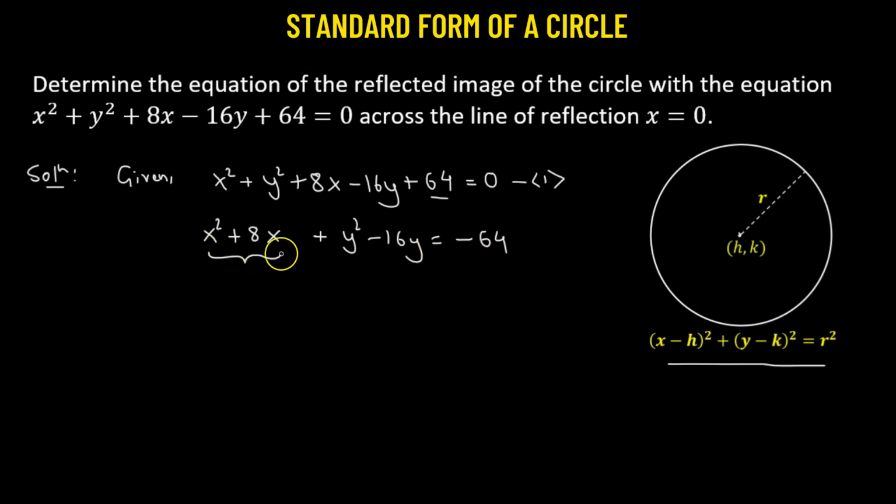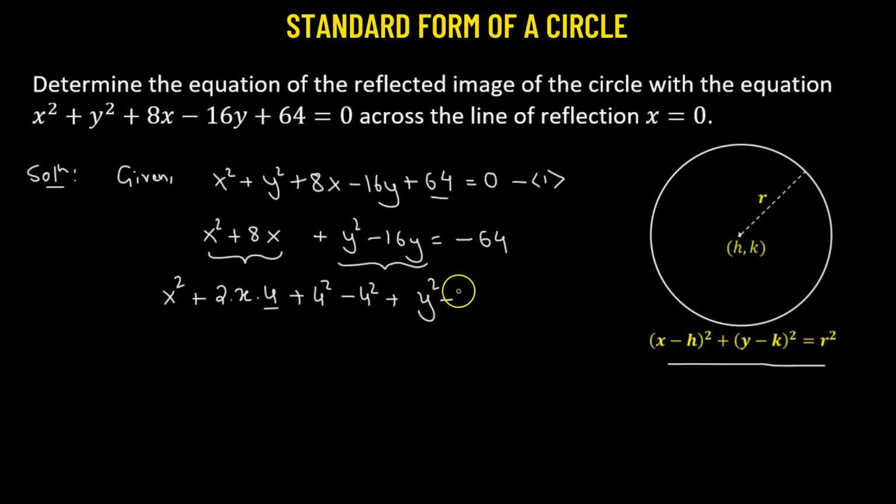Now our goal will be to convert x squared plus 8x to a perfect square as well as y squared minus 16y. To do that, all we have to do is rewrite 8x as a multiple of 2. So we have x squared plus 2 times x times 4. So this number 4 tells us that we need to add the square of that number, 4 squared, and also subtract 4 squared from it, because that's an extra term.